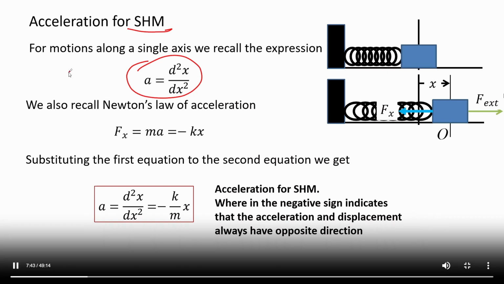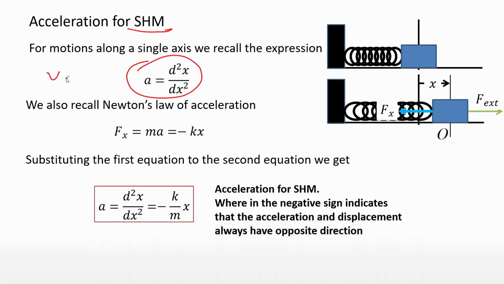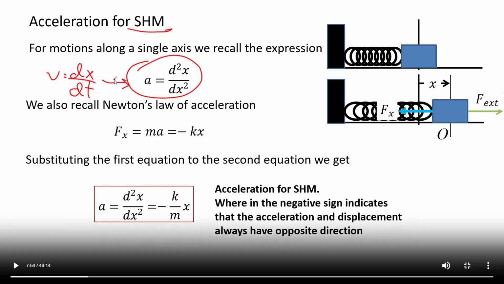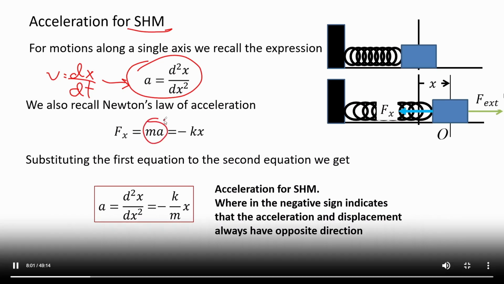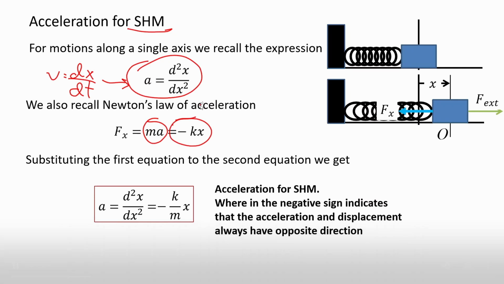Remember our first derivative, v is equal to dx over dt. The second derivative gives you the acceleration. We also recall Newton's law, which is mass times acceleration, and if we equate this to the expression negative kx, we get this relationship.